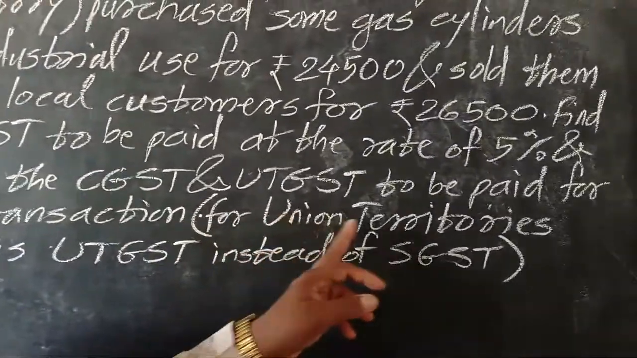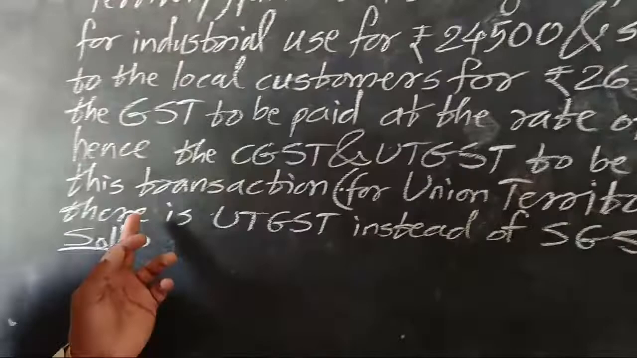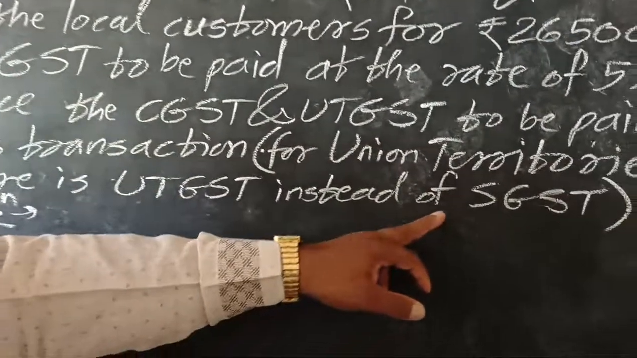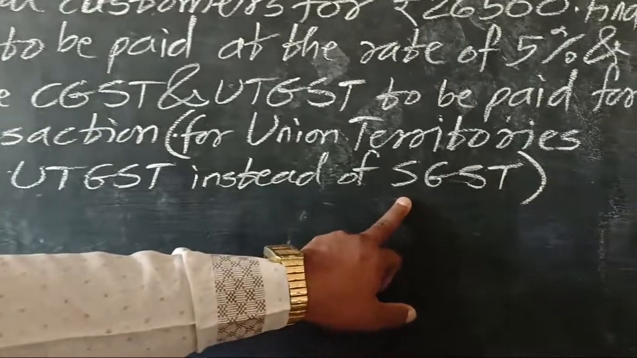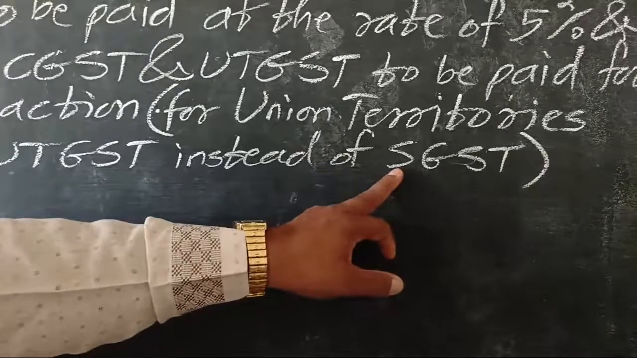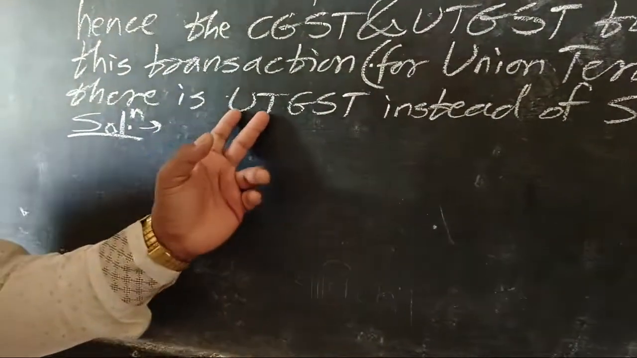For union territories, there is UTGST instead of SGST. S means state, and in place of state, union territory.